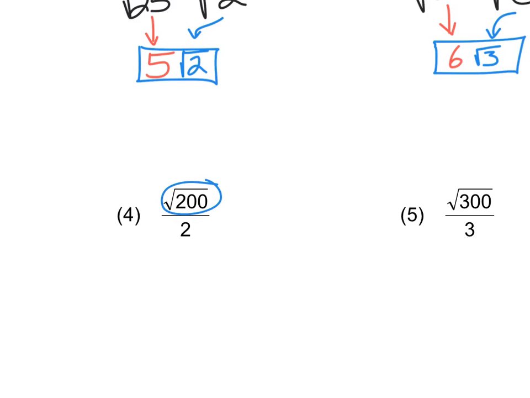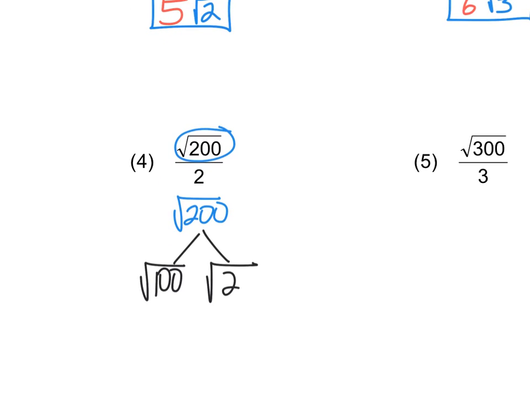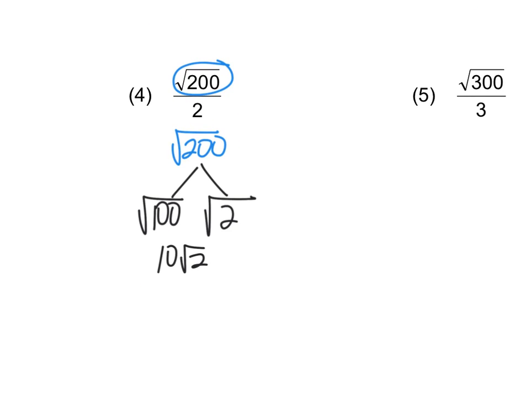at least in the first step, and just focus on the rad 200. This should be a pretty easy one, because there's a nice perfect square value that divides evenly into 200: 100 and 2. So we're looking at 10 rad 2. The only thing you have to be careful about is that that's not my final answer, because that's just the top. So I have to build my fraction with this as my numerator. I'm going to write this as 10 rad 2 over 2.